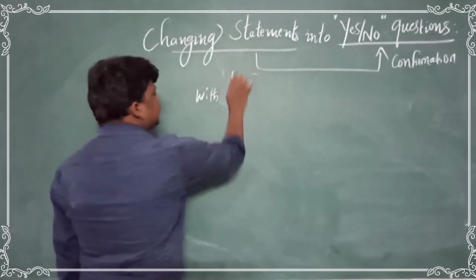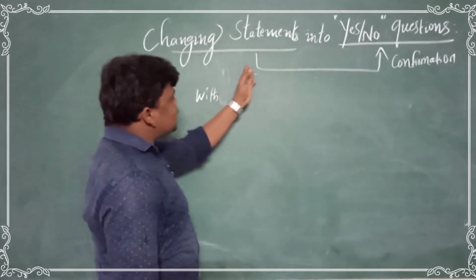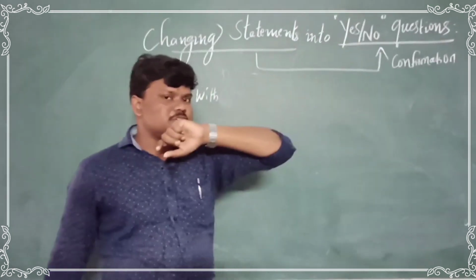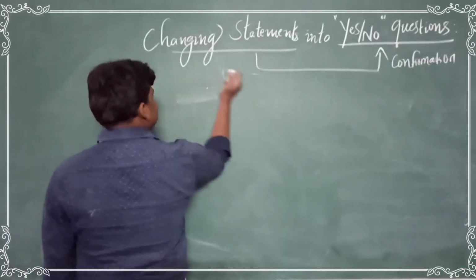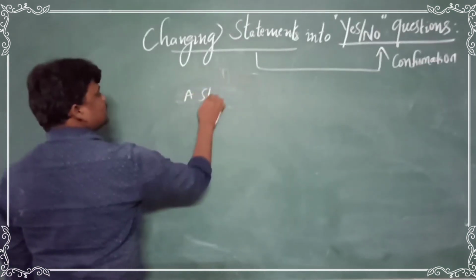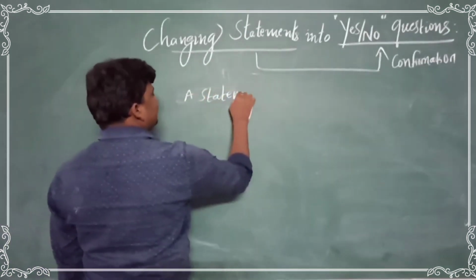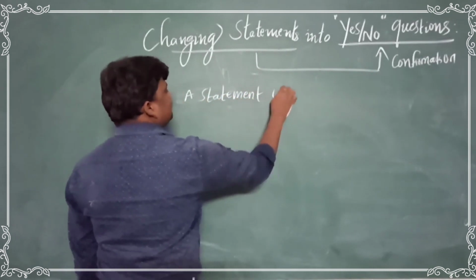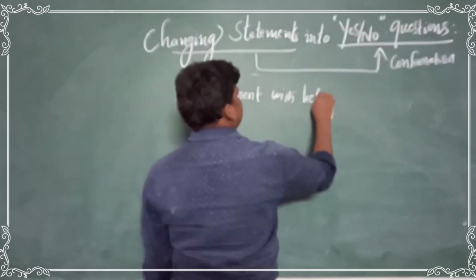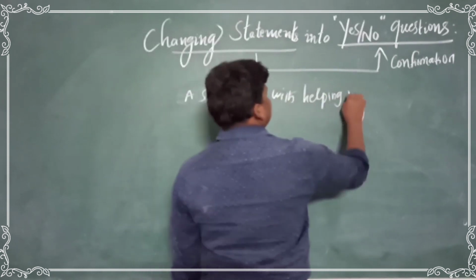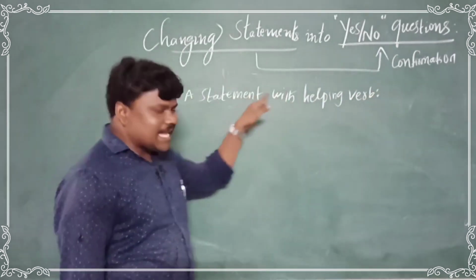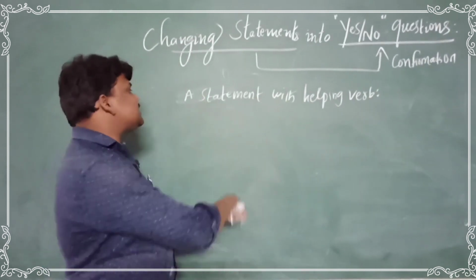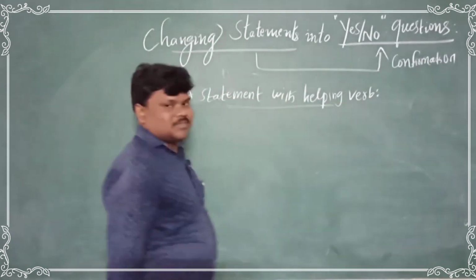Okay? There are two types of statements which we need to change into yes or no questions. A statement with a helping verb. That is the first topic. If a statement has a helping verb, how do we change it into a yes or no question? It is very easy.